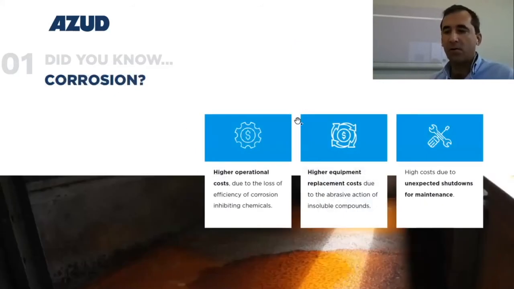Then you also have corrosion, which can be caused by dissolved gases present in the makeup water, and also by suspended solids. This, of course, will bring higher operational costs, as the corrosion inhibiting chemicals will be less efficient, and you will also have costs in replacement of spare parts and main components. And, which is probably the worst, you will have several shutdowns of the cooling tower for maintenance.